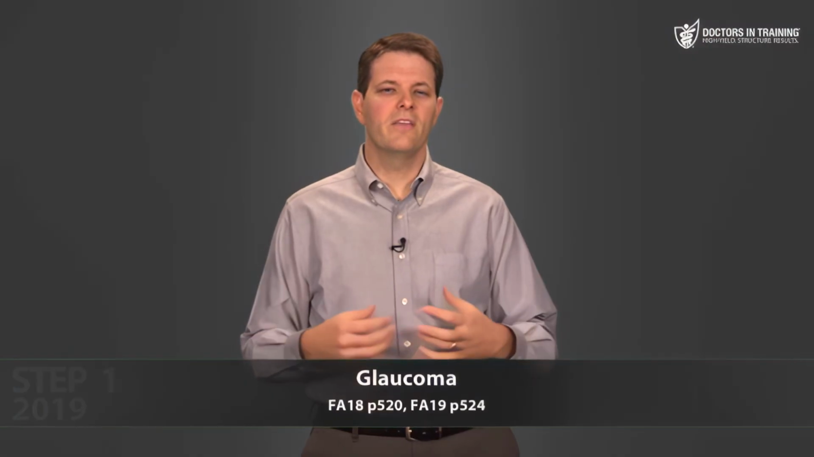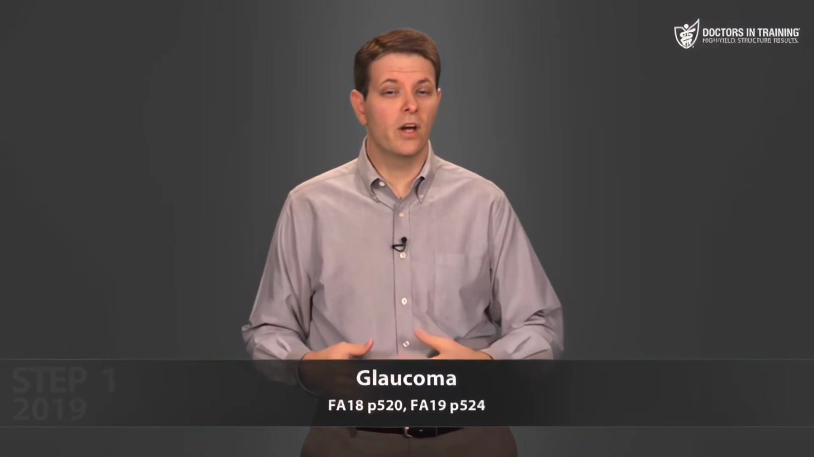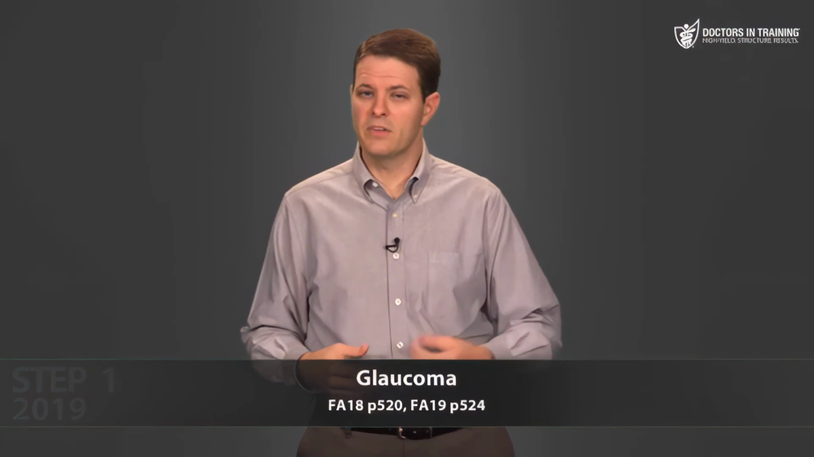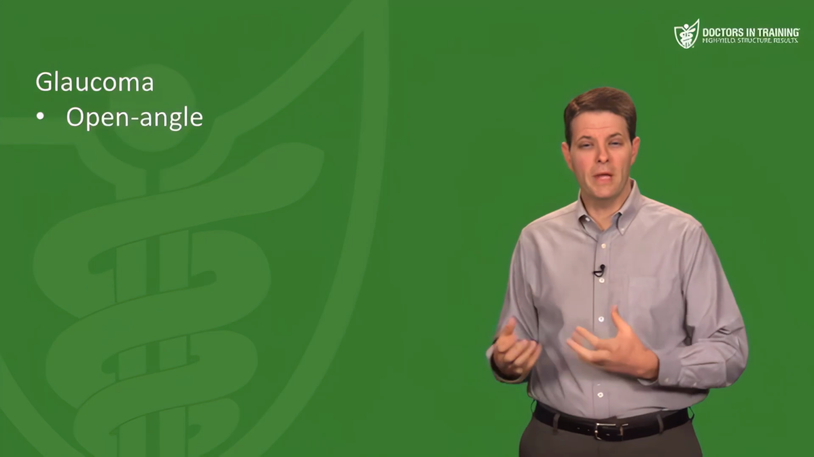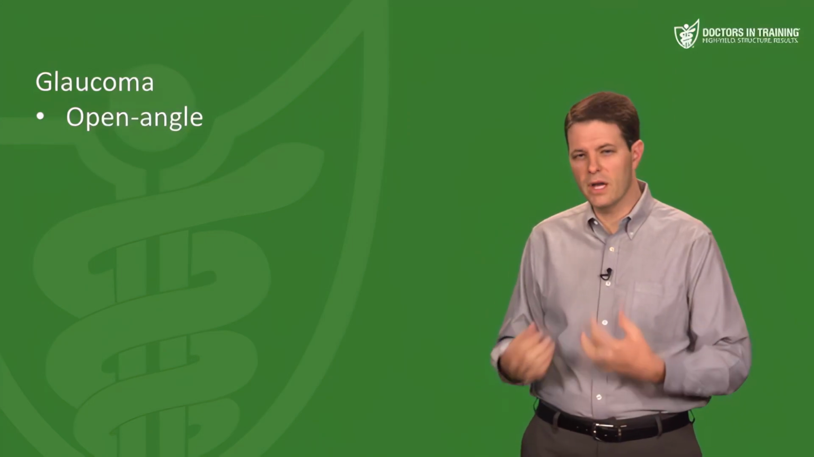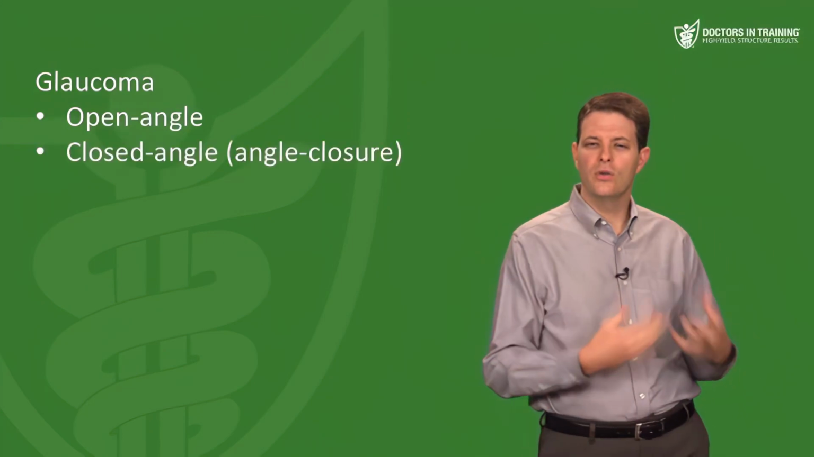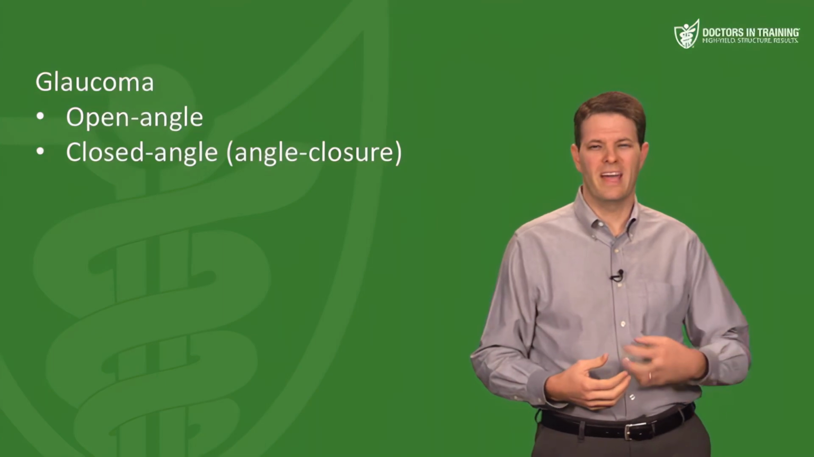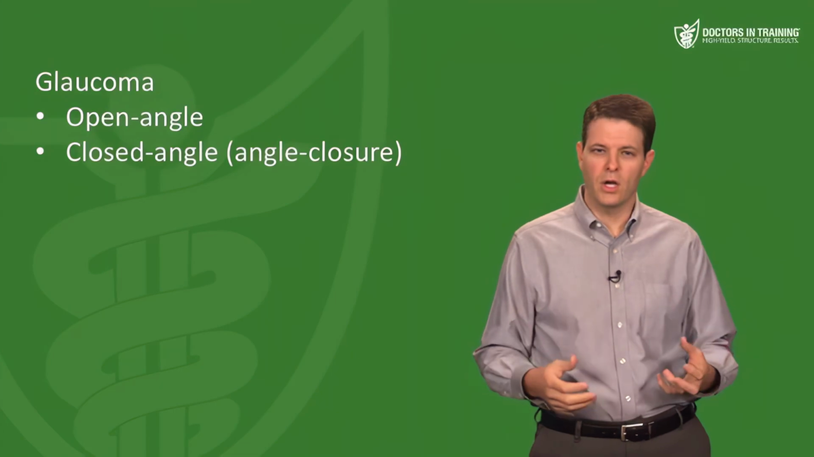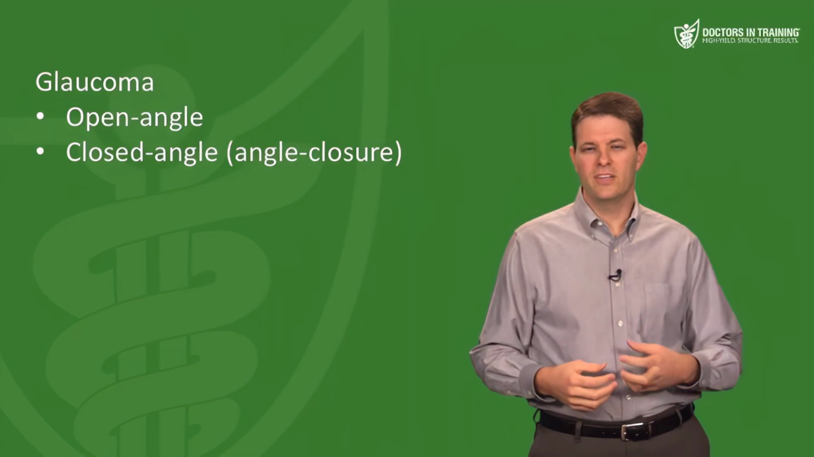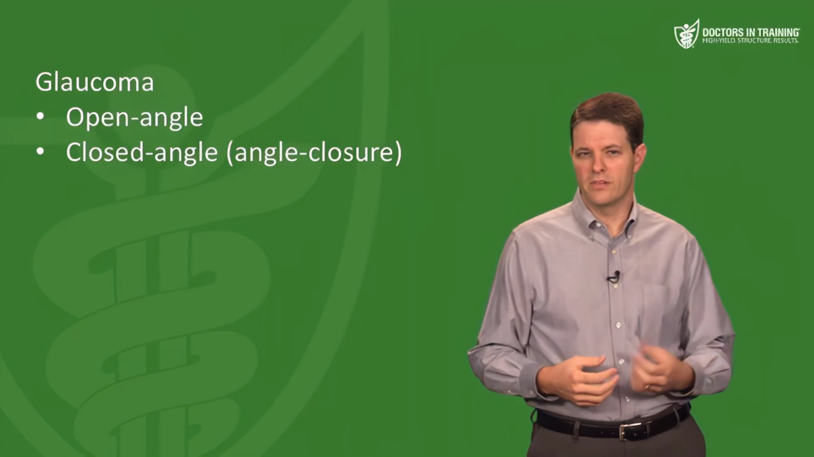Glaucoma is a condition of elevated intraocular pressure, which eventually causes damage to the optic nerve and can result in permanent blindness. There are two different types of glaucoma. There's open-angle glaucoma, which tends to be chronic and insidious, and there's closed-angle glaucoma, or sometimes it's called angle closure glaucoma or narrow-angle glaucoma. But whatever you call it, angle closure glaucoma is usually acute and it's an emergency.